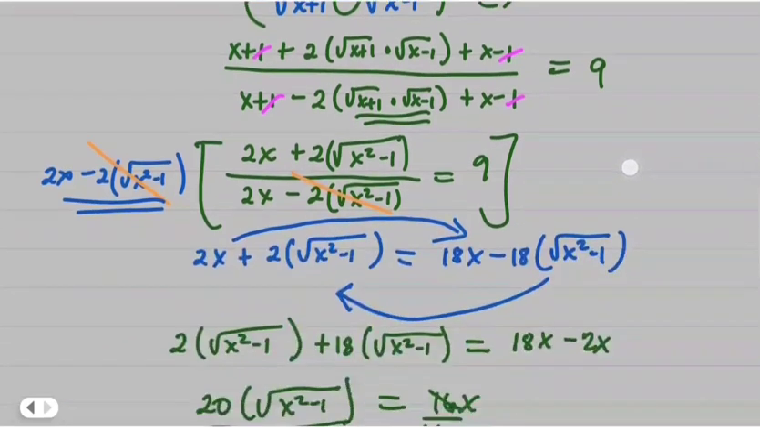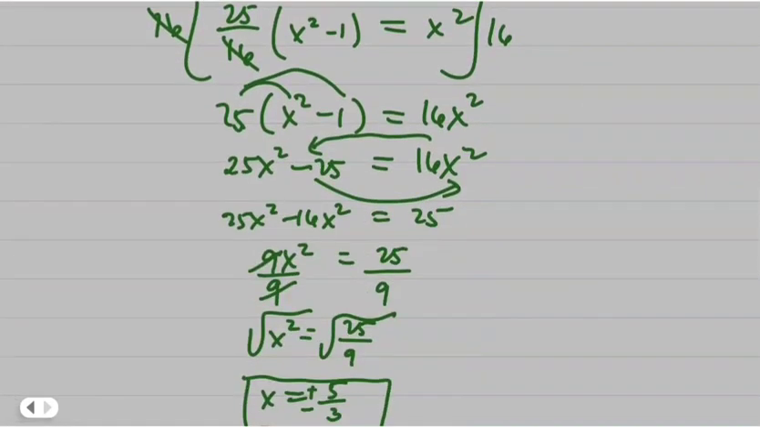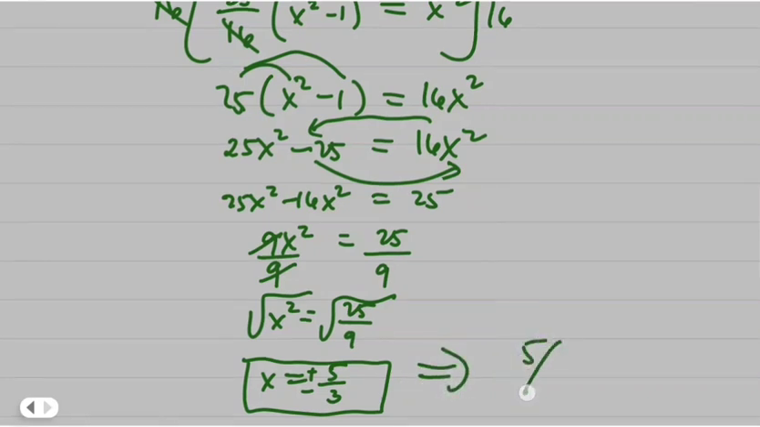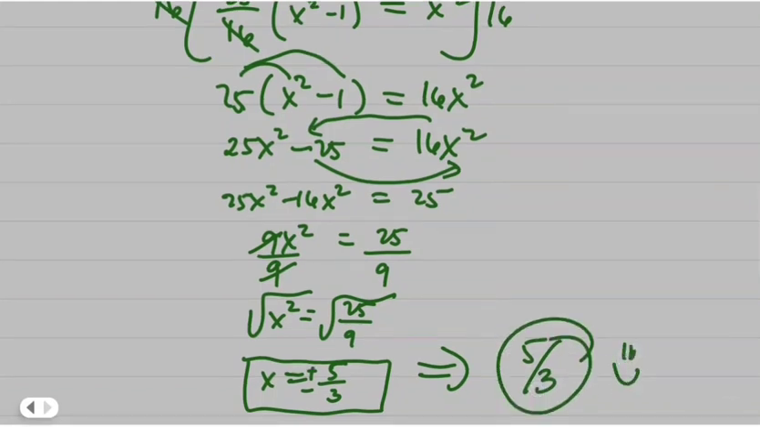Therefore, our final answer will be this: positive 5/3 will only be the possible or the final answer that we have. So our final answer is 5/3. This is the value of x.